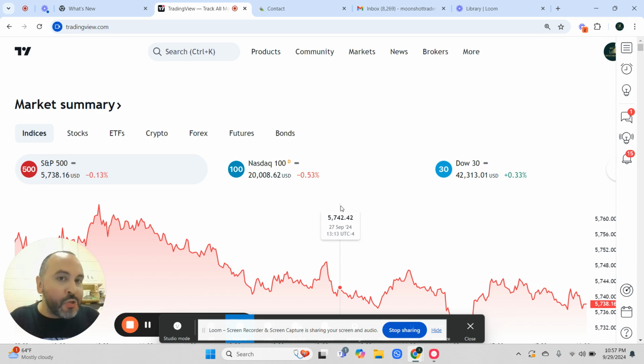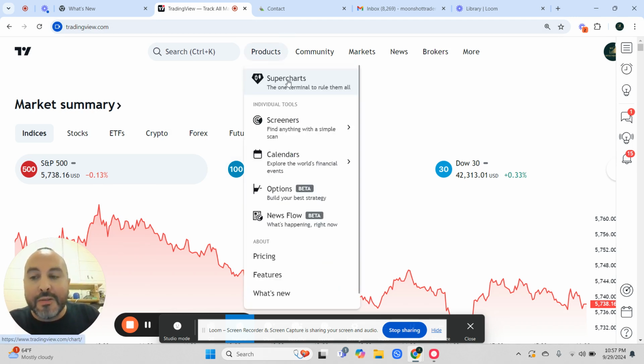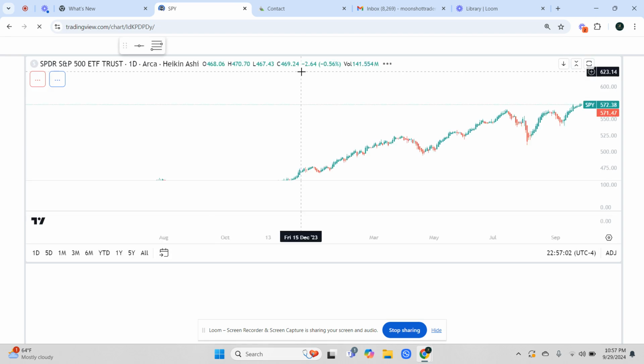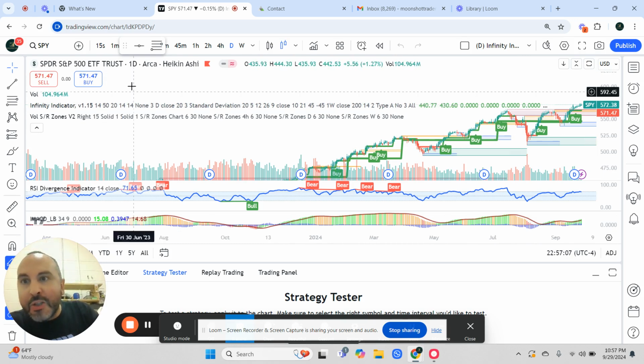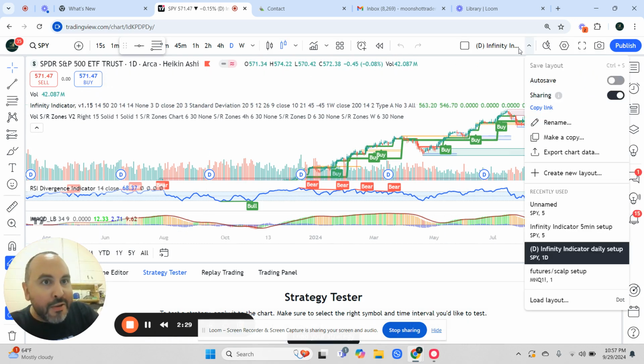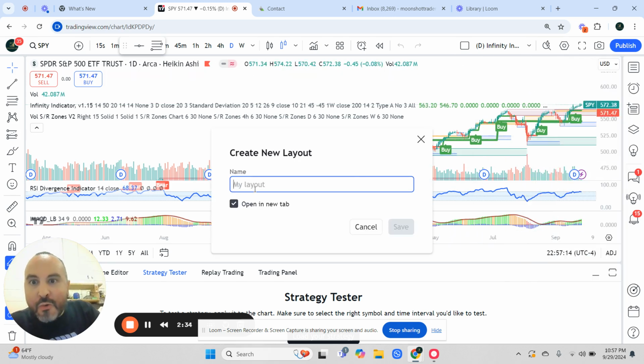The screen's going to look like this when you log in. Again, tradingview.com. What I want you to do is go to products and click on supercharts. It's pulling up my chart here. I'm going to give a clean slate here, and I'm just going to name this test infinity indicator setup.